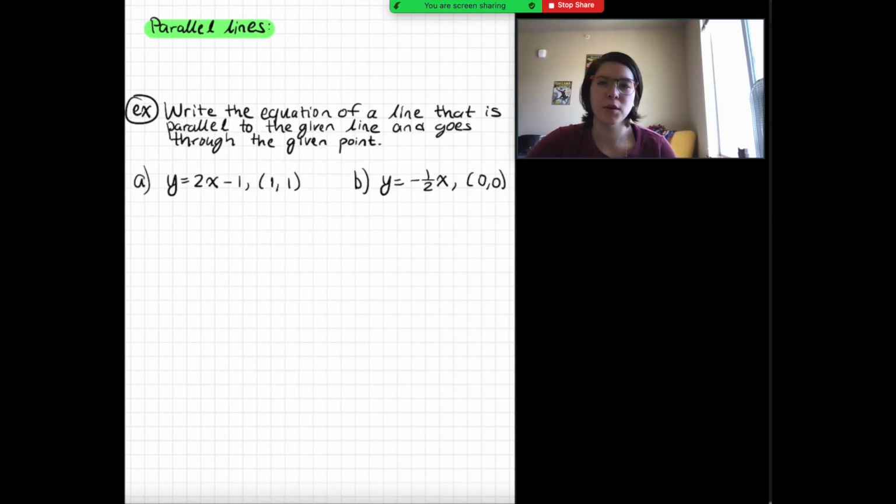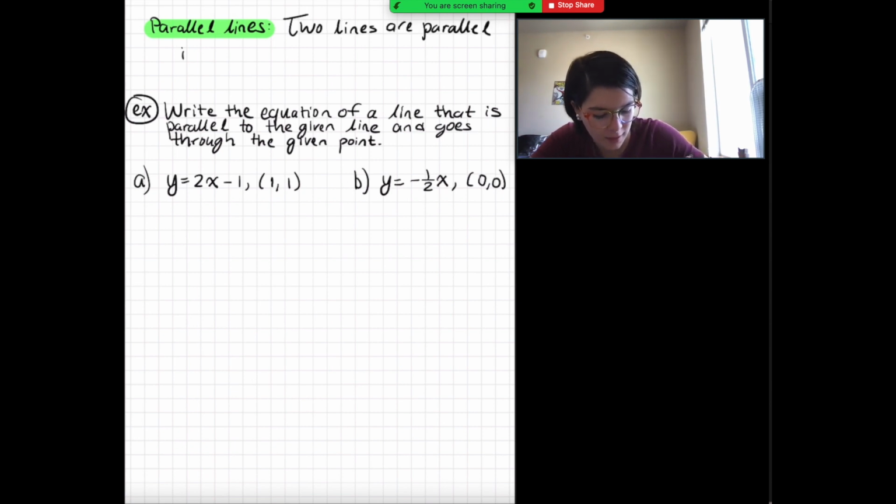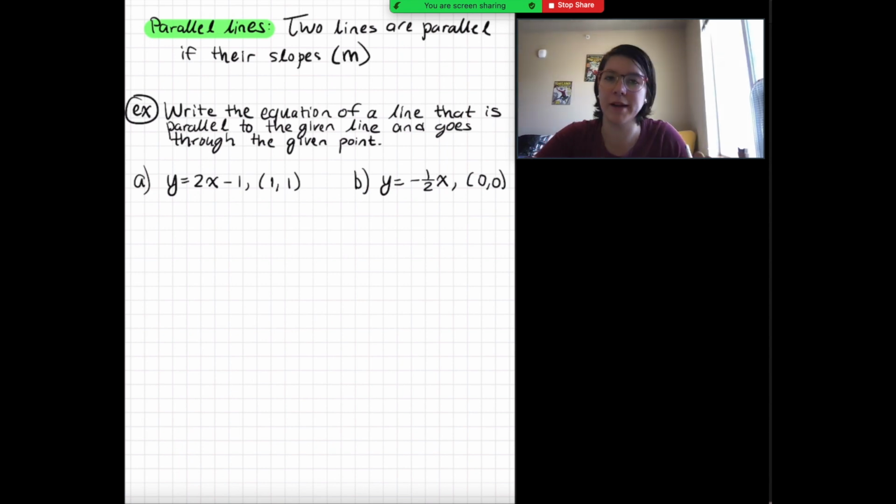Alright, so we're going to do one more example for 5.2. We're looking at parallel lines. So remember from 4.6 that we know two lines are parallel if their slopes, which we know are their m in the equation y equals mx plus b. So two lines are parallel if their slopes m are equal.